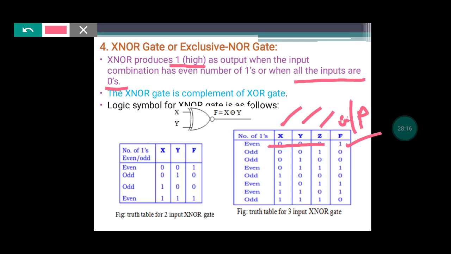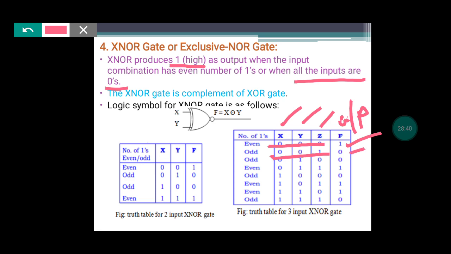Now see the second combination. First input is 0, second is 0, third is 1. 0 0 1. So here the signal 1, that is signal high, has appeared how many times? 1 time. 1 time in the sense that it has appeared an odd number of times. So at that time the output will be 0.